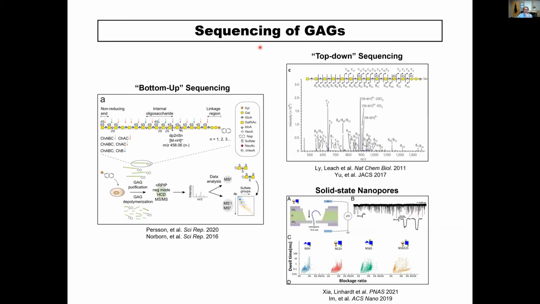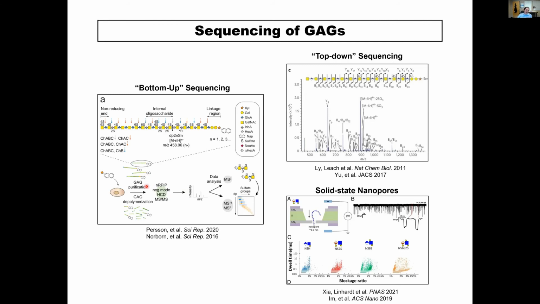And I already mentioned this, but the big hurdle still in analyzing glycosaminoglycans is how do we sequence the entire chain? So far, we are really good at breaking these down into their oligosaccharide and disaccharide subunits, and this is what's known as bottom-up sequencing, where we can piece the subunits back together and get an idea of what the chain may look like in terms of its sequence.